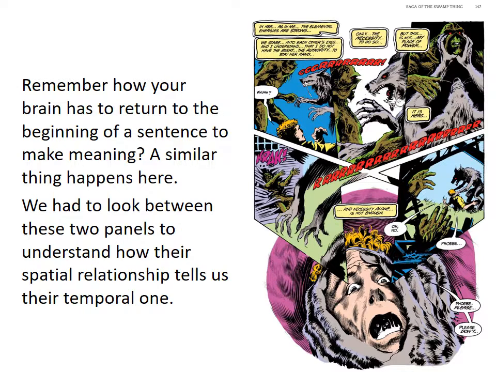Remember how your brain has to return to the beginning of a sentence to make meaning? A similar thing happens here. We had to look between these two panels, the round one and the pointy one on the right, to understand how the spatial relationship tells us the temporal one. If you look at the content of the panels closely enough, you realize that the werewolf is attacking the man in both of them, and you're seeing the same moment through two different perspectives, which means that this round panel and this pointy panel are happening at the same moment, which means we move from one panel into two panels, which is something that only could be accomplished in a comic book. It's not something that a film or a novel could actually manage to do.